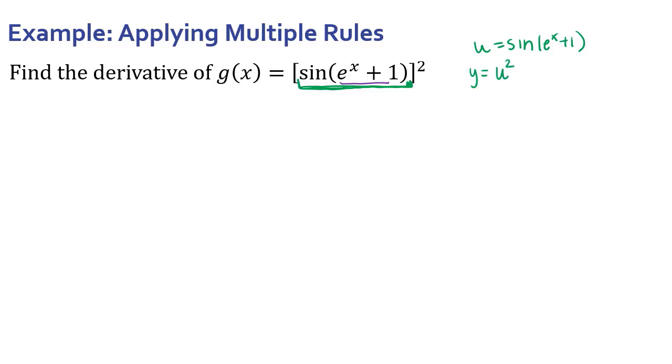okay? So again, if I was finding the derivative of the outside, dy over du would be 2u. Okay, so g prime of x equals the derivative of the outside function with respect to the inside, so we're going to plug in what u is, times the derivative of the inside. So this is going to be taking that derivative of our inside function.